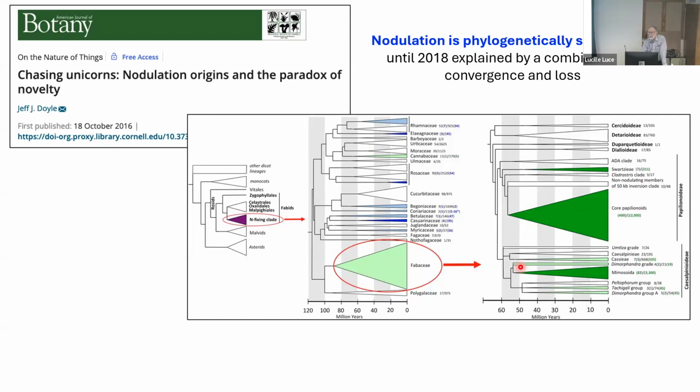And again, nodulation is phylogenetically scattered. Mostly it was explained as a combination of convergent gains and then independent losses. The question was always how many of each. We were pretty confident that there were multiple origins, but we didn't know how many and how many times it had been lost.